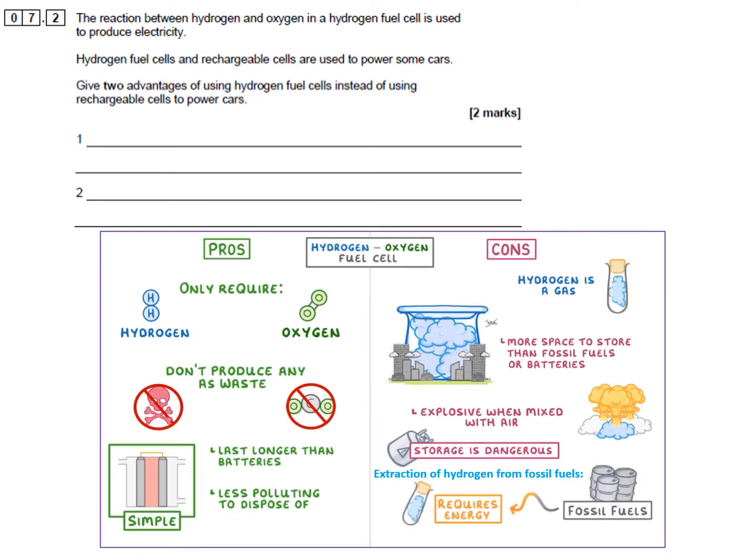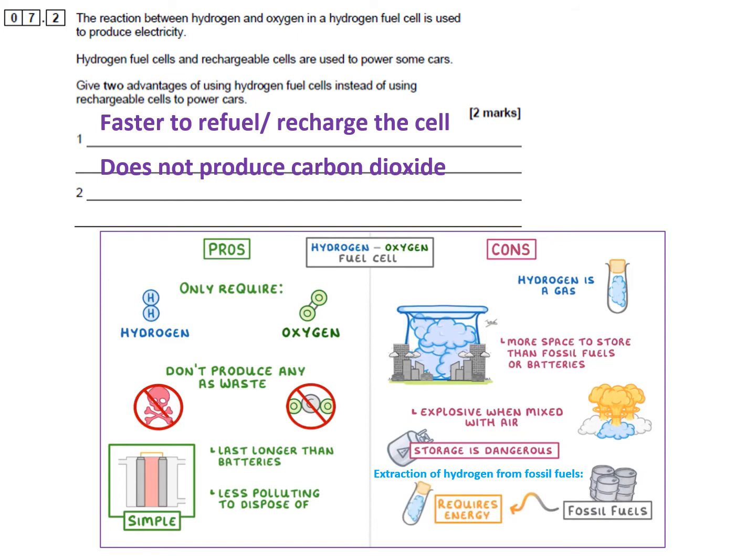Okay, so this time the reaction between hydrogen and oxygen in a hydrogen fuel cell is used to produce electricity. There are some rechargeable cells now. Two advantages of using hydrogen fuel cell instead of rechargeable cells to power cars. First of all, recharging the cell is a quick process. It doesn't produce the polluting carbon dioxide that we need to consider, so it's a clean process. And though rechargeable batteries can be recharged over time, they do gradually degrade and not recharge as well, as we're well aware of with our phones, etc. And therefore it's not as effective a process as time goes on.